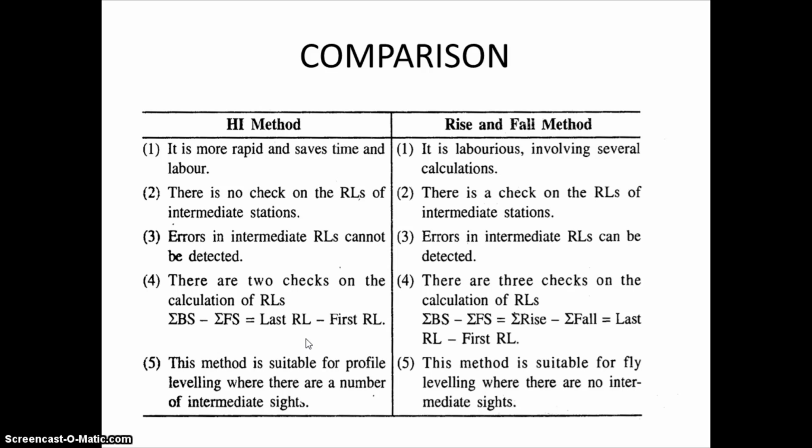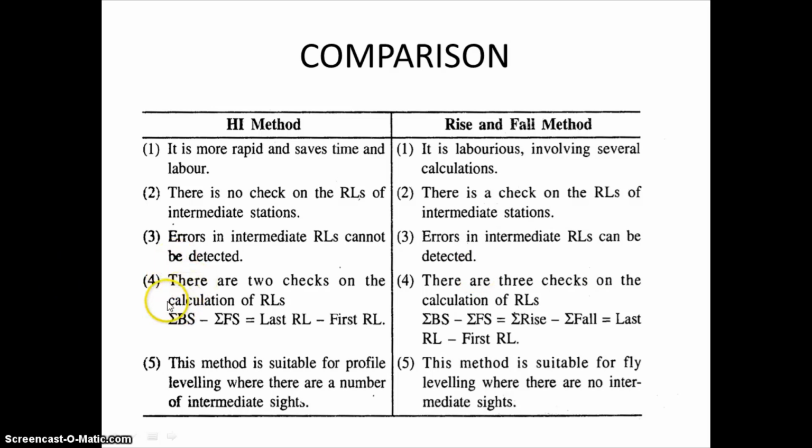Second point, in HI method, there is no check on the RL of intermediate stations. Whereas in the rise and fall method, there is a check on the RLs of intermediate stations also. In HI method, errors in intermediate RLs cannot be detected. Whereas in the case of rise and fall method, errors in intermediate RLs can be detected.